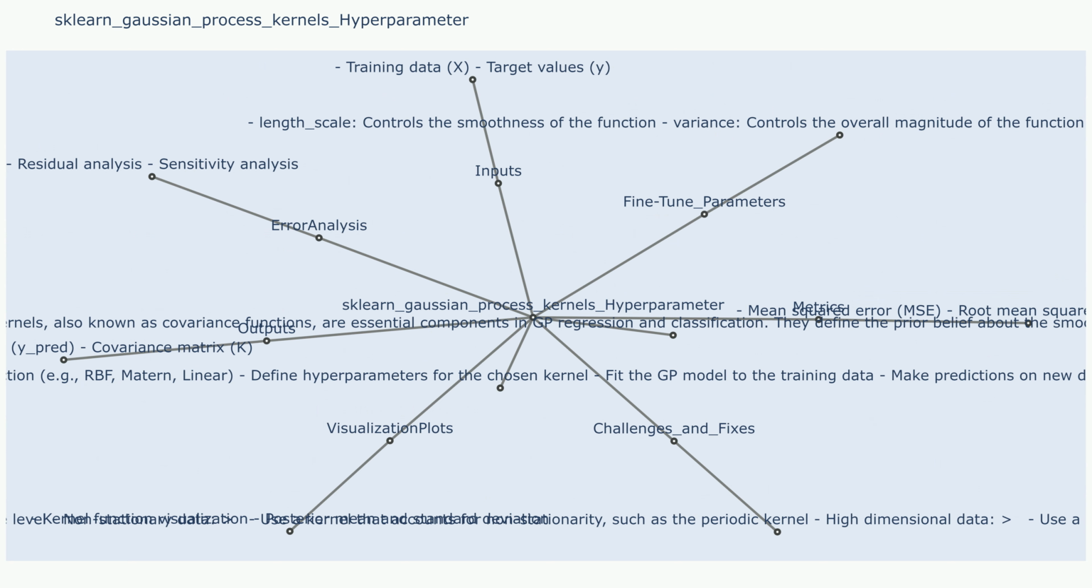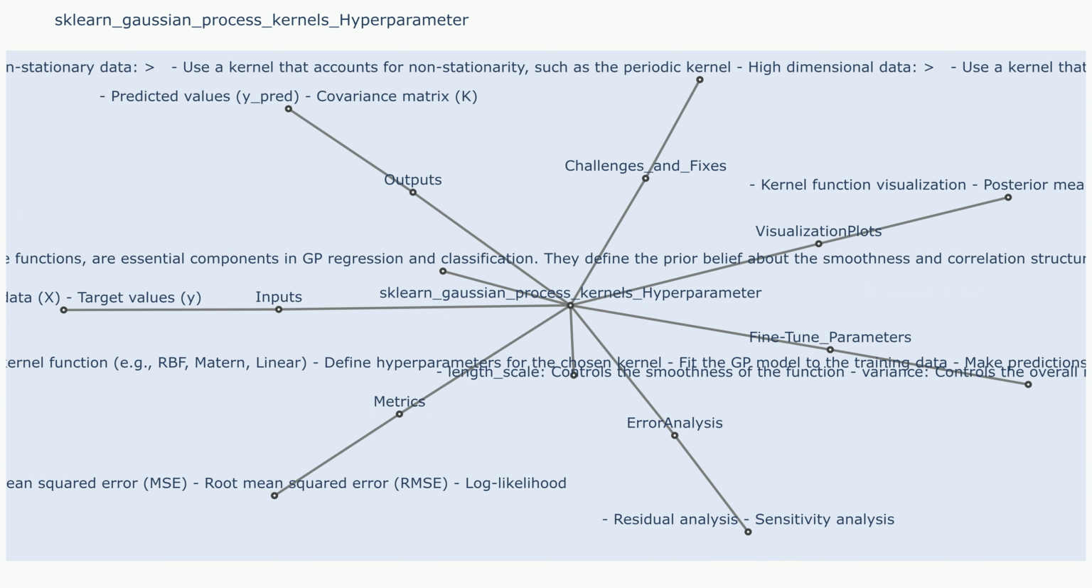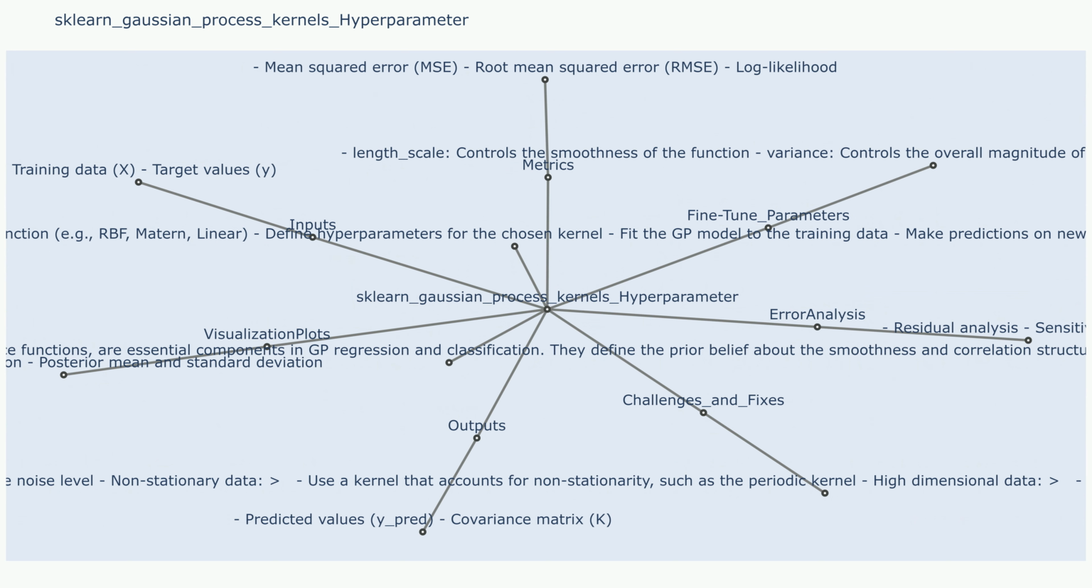Challenge 2: computational complexity. The computational complexity of Gaussian process models can be high, especially for large datasets. Sample use case that resulted in Challenge 2: training a Gaussian process model on a dataset with millions of samples.